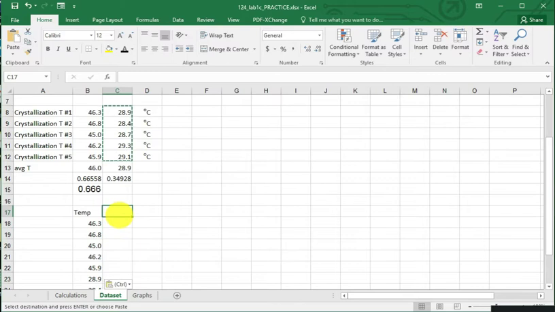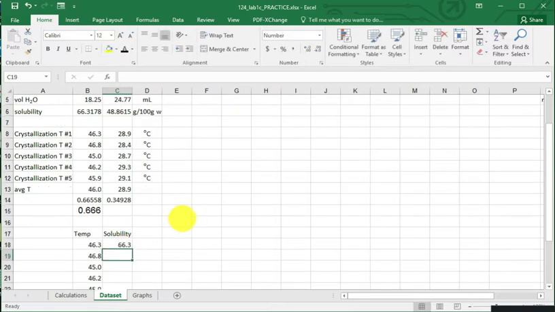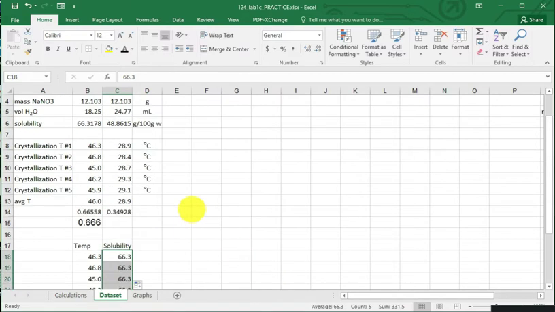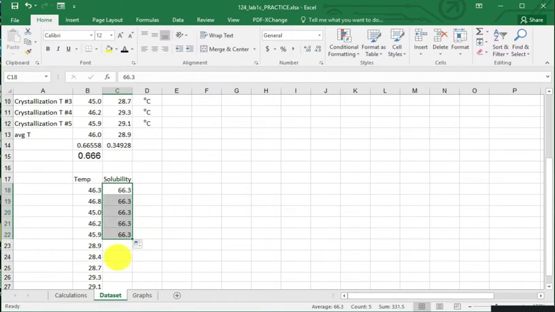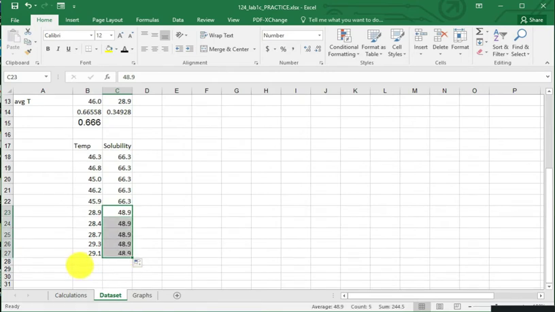Now, what is the solubility of this one? Solubility. I can't type. Remember, for all of these, it's the same value, 66.3. Now, since that's the same, again, I can just drag, all 5 of these values have the same one. And this one is 48.9. And it's also the same for all of these.